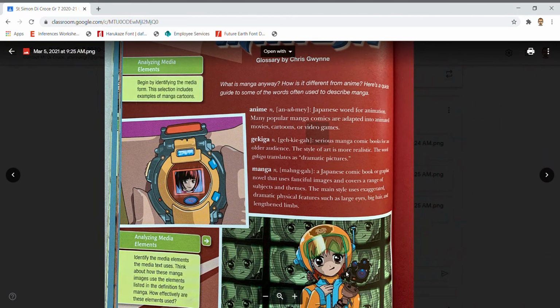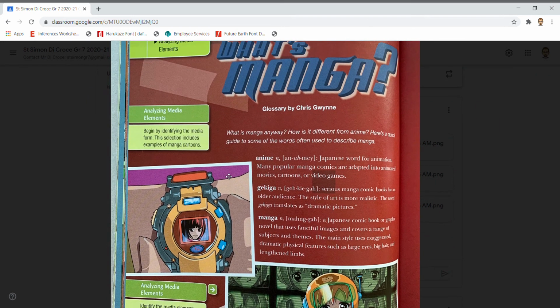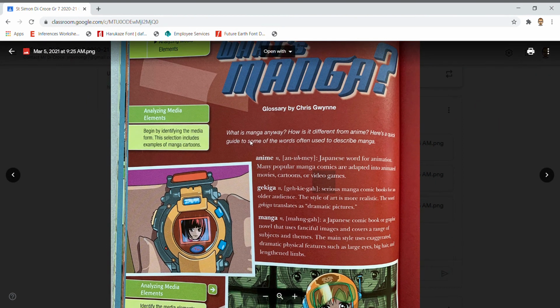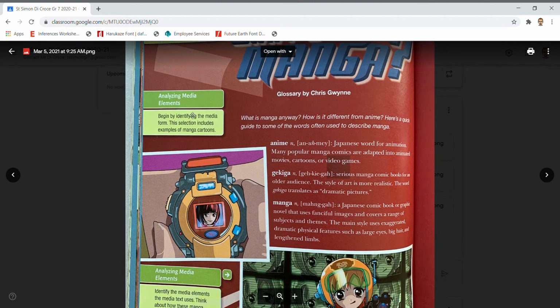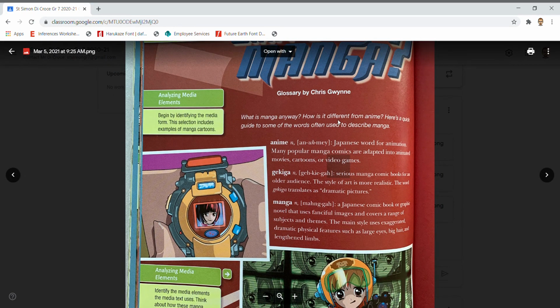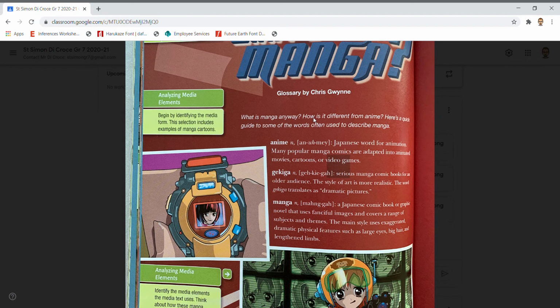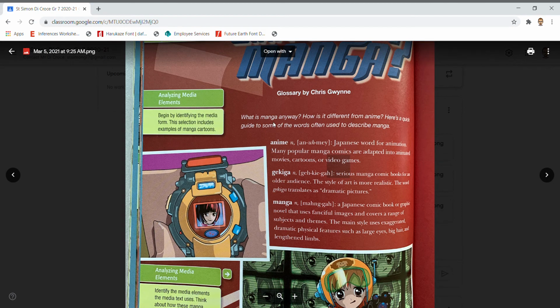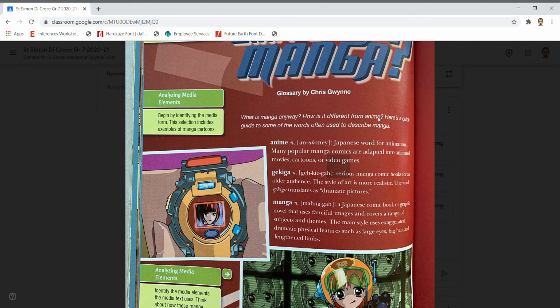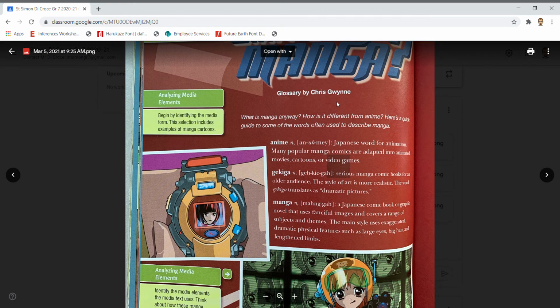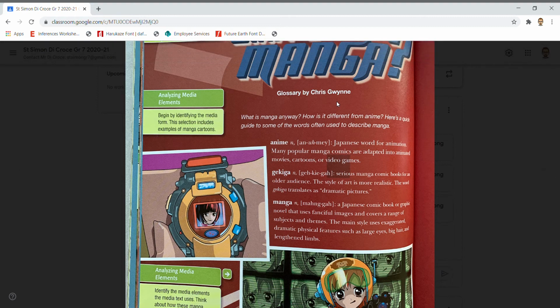Yeah, even the facial expressions are completely different, and they're really cool. What is manga? Analyzing media elements. What is manga anyway? How is it different from anime? Okay, you guys may have more experience there. I'm not overly familiar with manga versus anime, but I know some of you have done your Story Mountain on a couple of these, so maybe you'll know the difference between them.